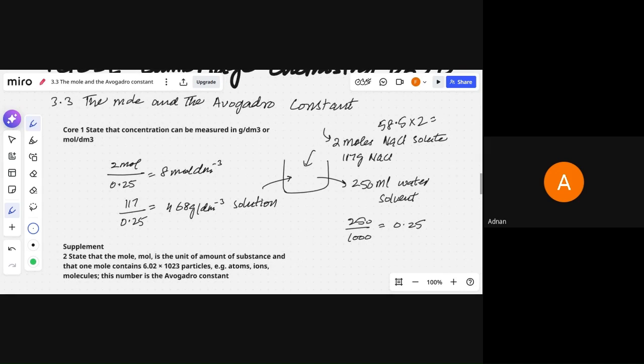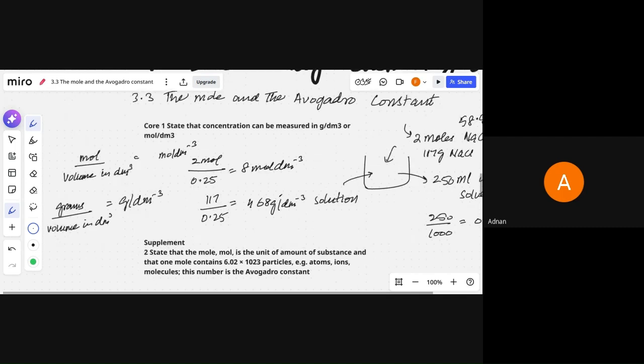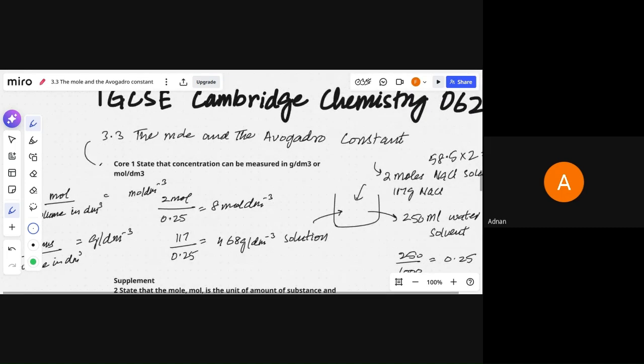So these are the two formulas. Moles over the volume in dm cube will give us the concentration in moles per dm cube, so moles per dm cube will be the unit. And mass in grams divided by volume in dm cube will give us concentration in grams per dm cube. So this is how we calculate these. This is the only topic, 3.3 core, for core students.